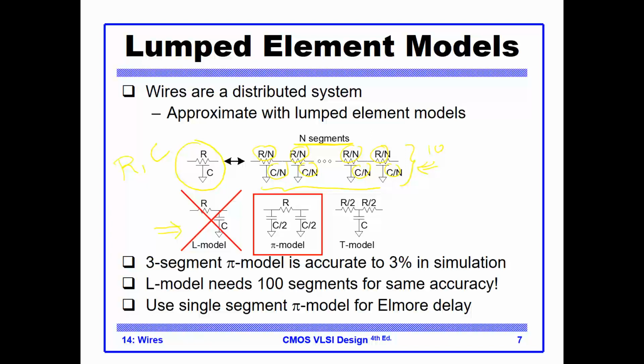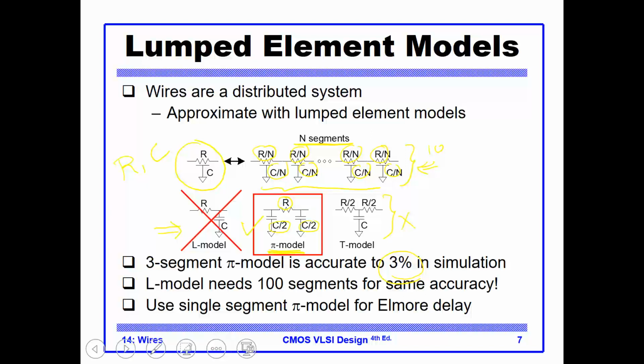Basically, the pi model says we place the resistance of the wire between two halves of the capacitance of the wire. This model is referred to as the pi model. The pi model is about 3% accurate relative to a fully simulated or fully segmented wire, which is very good. The T model is actually bad. This is the preferred model for circuit analysis.